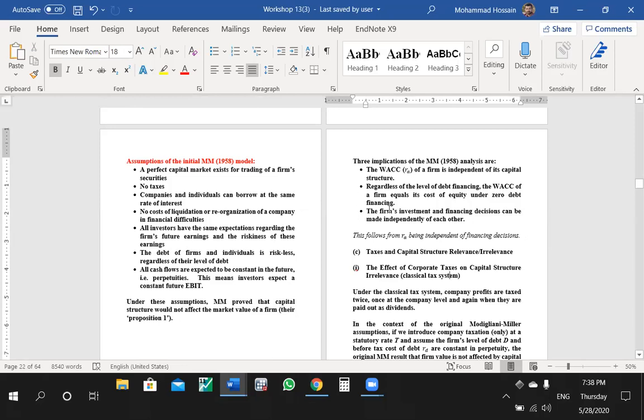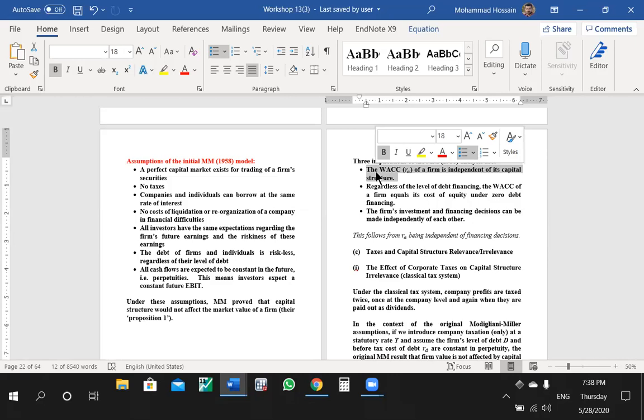The conclusions are: WACC of a firm is independent of its capital structure. They think that WACC is independent. WACC means weighted average cost of capital. That is WACC. Okay, weighted average cost of capital. So they think that WACC is very independent. It has no impact, nothing to do with capital structure. Look, okay.